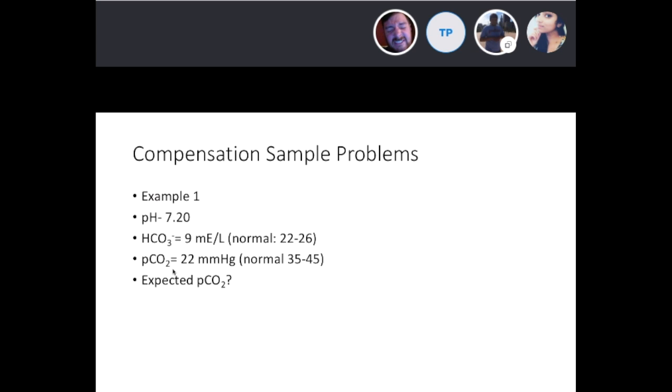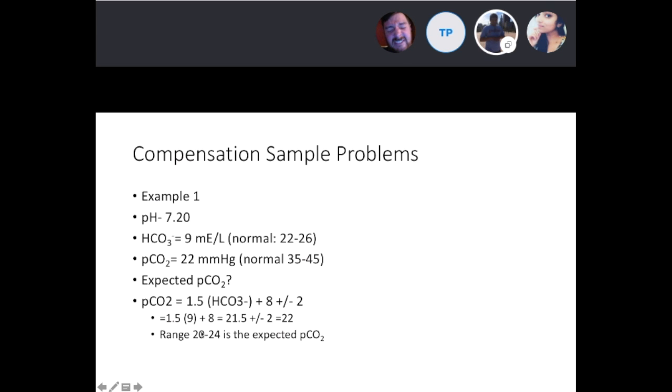9 times a half, which is 4.5. Yeah, so 13.5 plus 8. So what is that? 19, or well, no, that's not right. 21.5, or we'll round up to 22, plus or minus 2. So your expected PCO2 calculation should be between 20 and 24. And if we see here, it's at 22, which is what we expect it to be. So there is no secondary disorder. It's compensating exactly how it should. Does that make sense? Yeah.